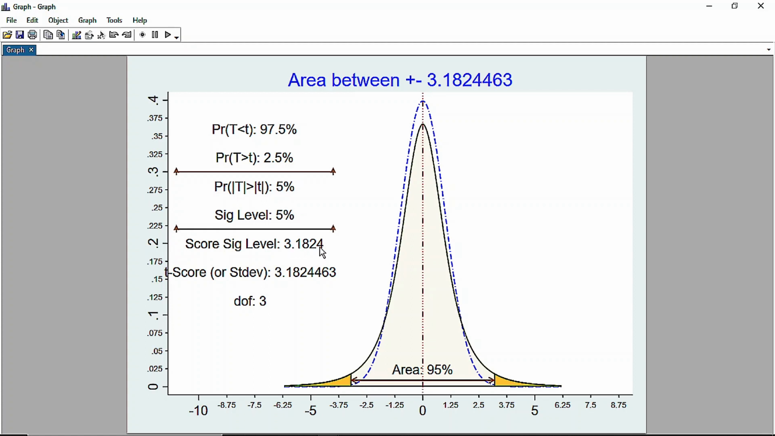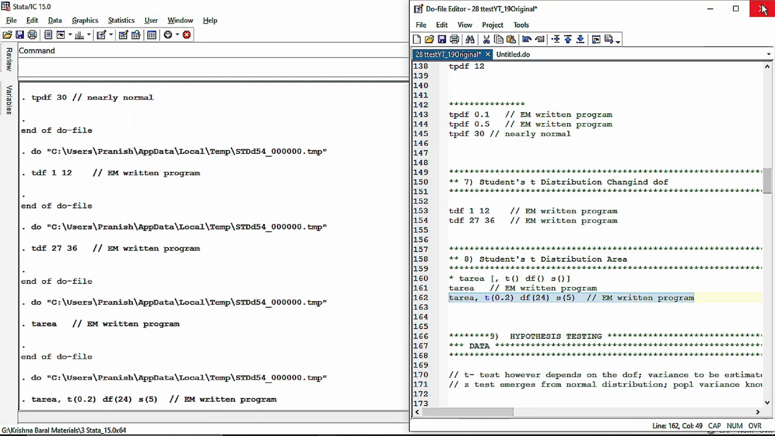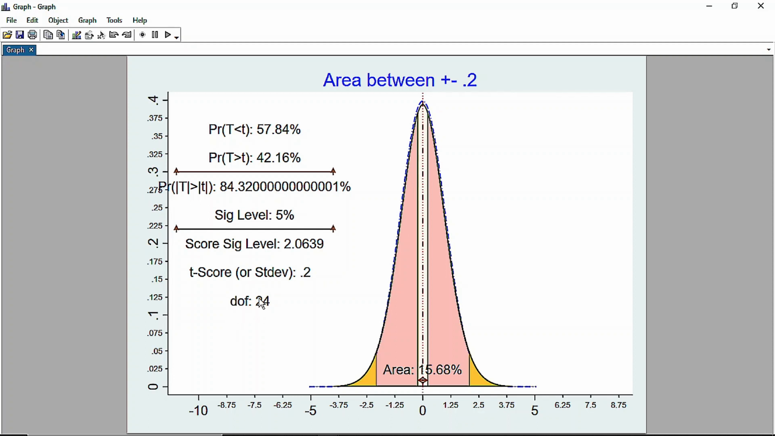So for this score 3.1824, the area on the right side is 2.5%, and the area on the left side is 97.5%. So we can manipulate the t score, degrees of freedom, and significance level as well, and get the desired area graph. So when the degrees of freedom is 24 and the significance level is 5%, the critical score is minus 2.0639 and plus 2.0639, and our calculated score is 0.2, somewhere over here. The area between is 15.68%, and the excluded area is 84.32%.